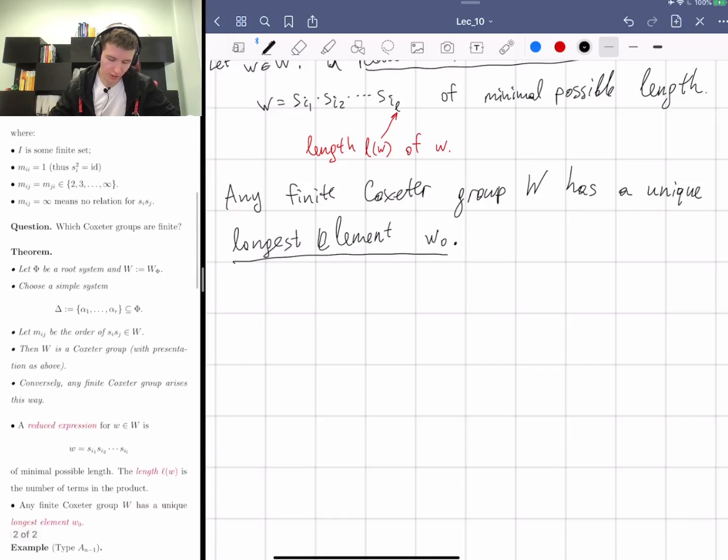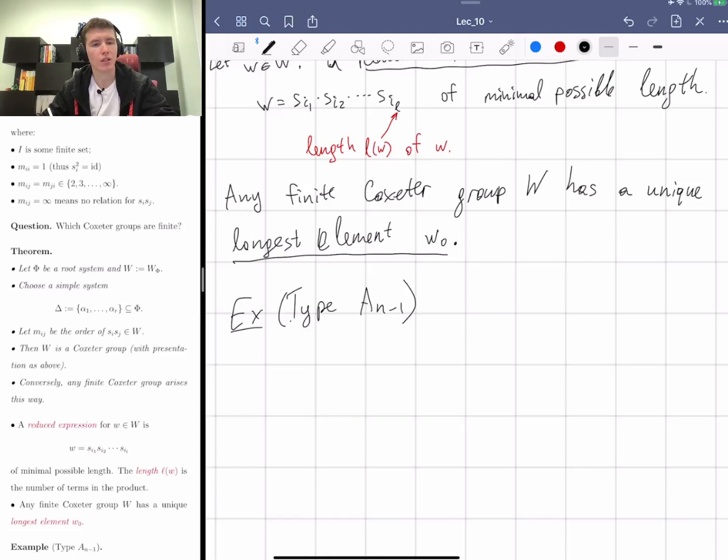And so, let me try to ask you for an explanation in type A_{n-1}. So, let's say, what are the generators? What is s_1? What is s_2? Etc. And what is the Coxeter group in this case?